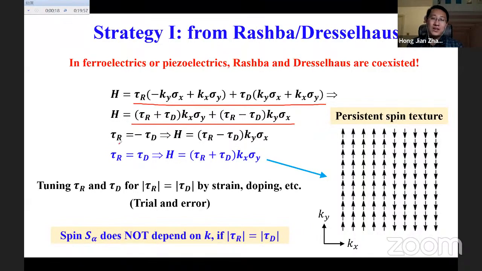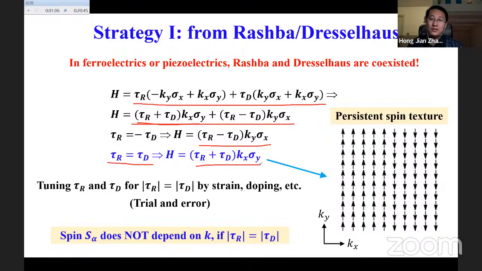Here, if we find a way to make tau R equal to minus tau D, then the first term disappears, so your Hamiltonian only includes the second term. In this Hamiltonian, we know that the electronic spinor quantum state is the eigenstate of the sigma X matrix. It doesn't depend on the electronic momentum K. So in this case, you will be able to arrive at the persistent spin texture, which is free from the electronic momentum K. If we make tau R equal to tau D, then your Hamiltonian only has the first term here. In this case, the spinor quantum state is the eigenstate of the sigma Y Pauli matrix, which is independent of the electronic momentum K as well.